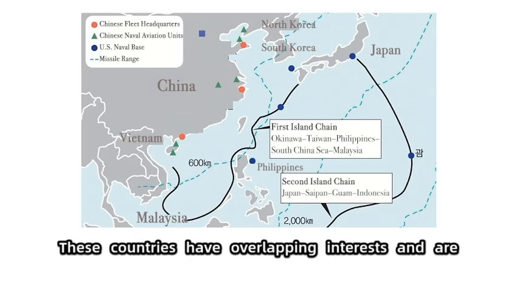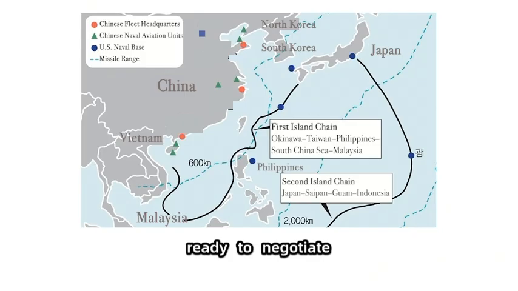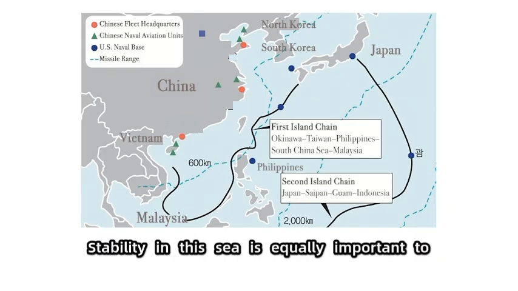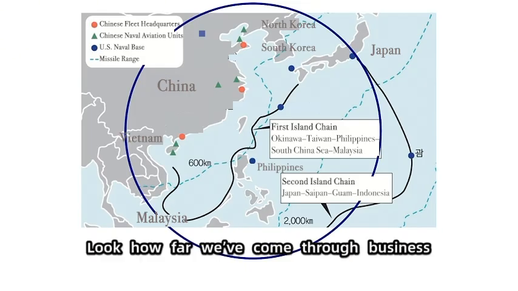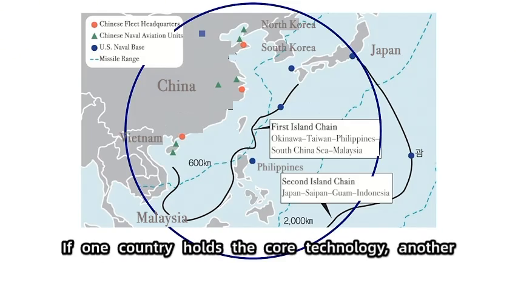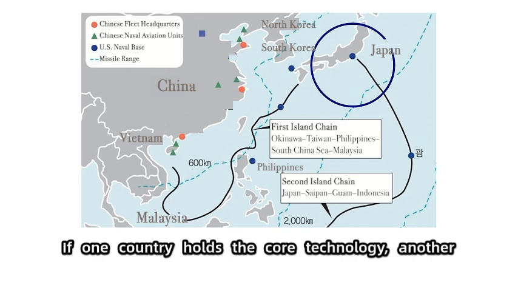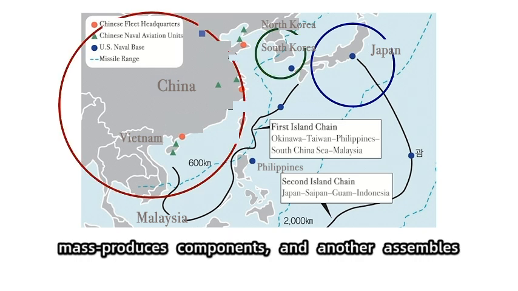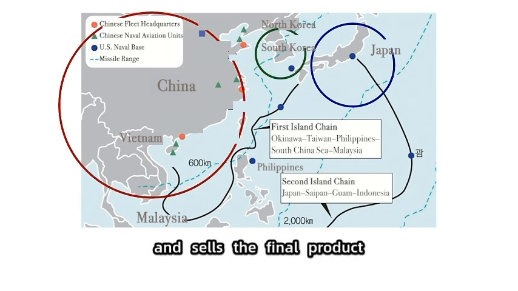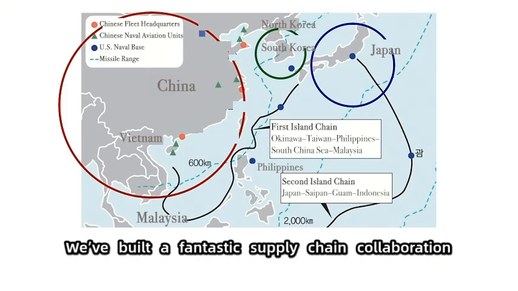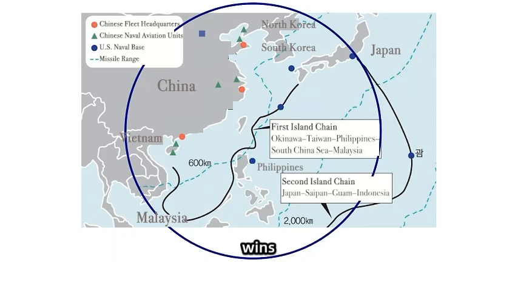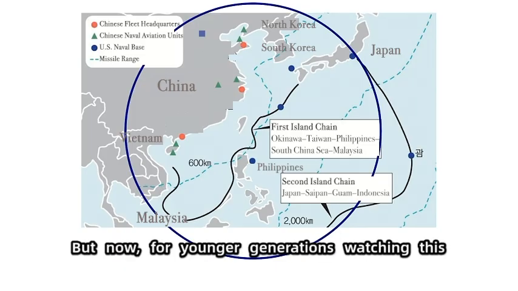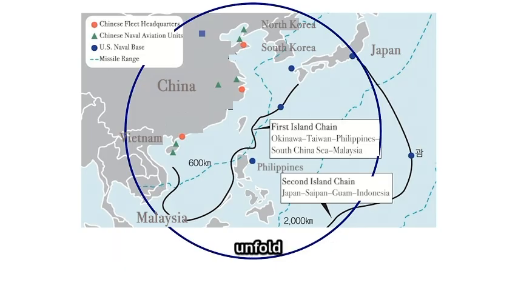These countries have overlapping interests and are ready to negotiate. Stability in this sea is equally important to everyone in the region. These are rational actors, open to business and diplomacy. Look how far we've come through business cooperation here. If one country holds the core technology, another mass produces components, and another assembles and sells the final product. We've built a fantastic supply chain collaboration over the past 20 years. Japan, Korea, and China have all benefited. Mutual wins. But now, for younger generations watching this unfold, President Xi keeps making noise in this region relentlessly.